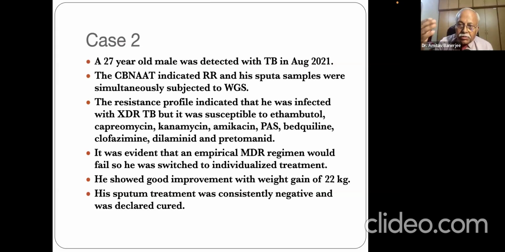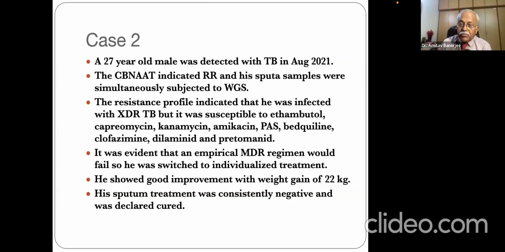Initially, he was found rifampicin resistant. In the normal course of things, without the WGS, he would have been put on the routine regimen. But now we had a profile of the drugs to which he was susceptible, and from these drugs, the second line was chosen. It was evident. He showed good improvement with a weight gain of 22 kg. His sputum tests were consistently negative and he was declared cured.